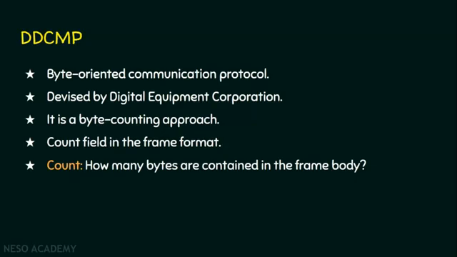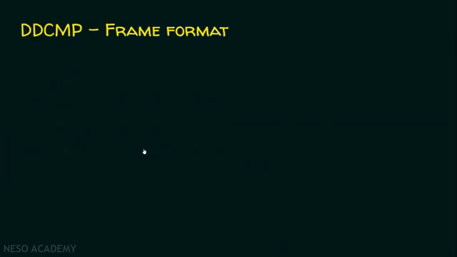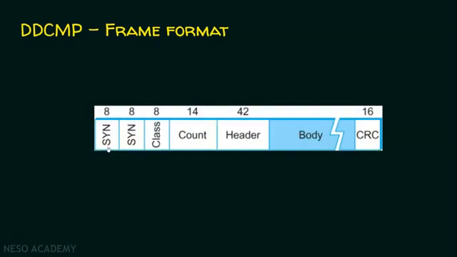But now, let's focus on the frame format of DDCMP. The frame format of DDCMP resembles BiSync because it has two synchronous fields and there is no end sequence. These two fields indicate the start of the frame. And then we have a field called class, which is like the protocol field in PPP. And these three are of 8 bits. DDCMP has a new field in the frame format which is count, which is of 14 bits, and then we have a header, a variable length body, and the error detection technique at the last, which is the CRC. Since we have become familiar with the frame format, I am not going to deal elaborately with this. Let me focus on this count aspect.